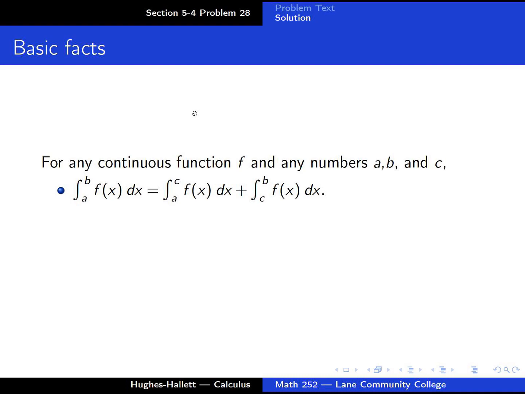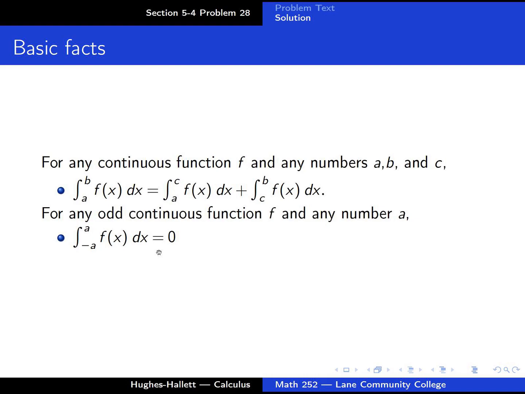First thing we need to know is one of the important facts from this section. If you have a continuous function f and any three numbers a, b, and c, then when you integrate your function f from a to b, what you get is the sum of the integral from a to c of f and the integral from c to b of f. It does not matter what these three numbers are, it always works.